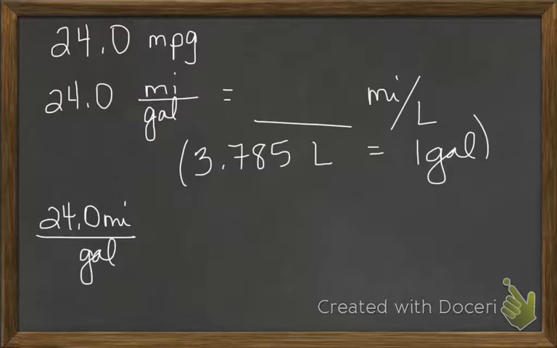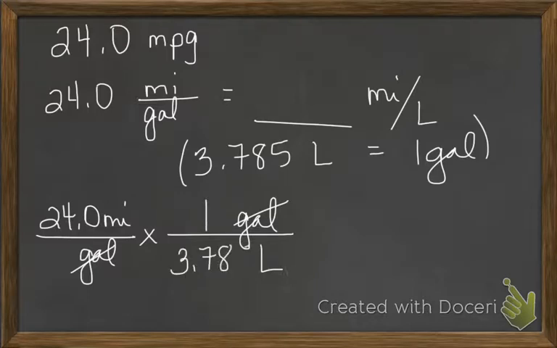Now, I don't need to convert miles. I still want my answer to be in miles. This time I want to convert gallons to liters. In order to get the gallons to cancel, I'm going to have to put gallon units on the top so that they'll cancel, and liters on the bottom. How are these equivalent to each other? Well, that's where I use my conversion factor. 1 gallon is 3.785 liters. So, in my calculator, I enter 24.0 times 1 divided by 3.785. And I get an answer.